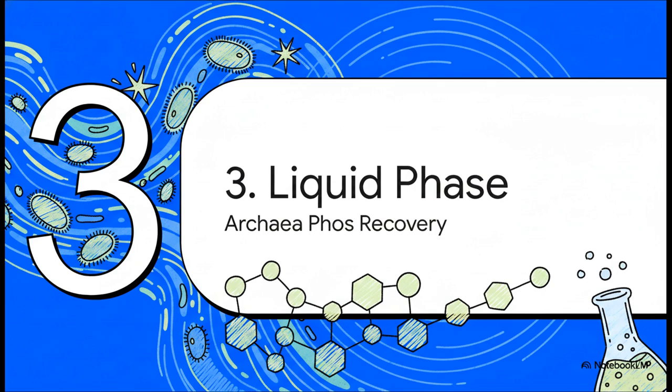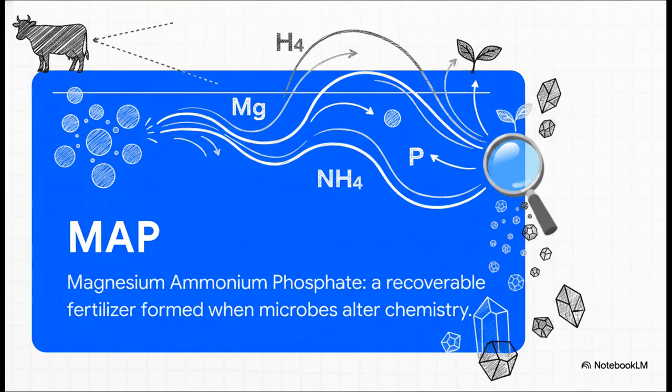Okay, Section 3, liquid phase, Archaea phosphorus recovery. Let's get into the biochemistry. This is where it gets really fascinating. We're shifting a massive chemical headache into a tangible asset. MAP stands for magnesium ammonium phosphate. In the liquid phase, Archaea microbes go to work altering the pH, ammonia, and magnesium levels. This precise biological shift causes the dissolved phosphorus to actually precipitate out as MAP, making it fully recoverable as a high-value fertilizer. It's like a biochemical magic trick, but it's pure science.